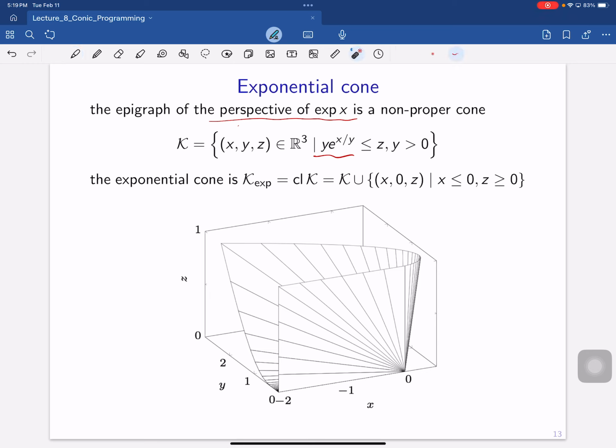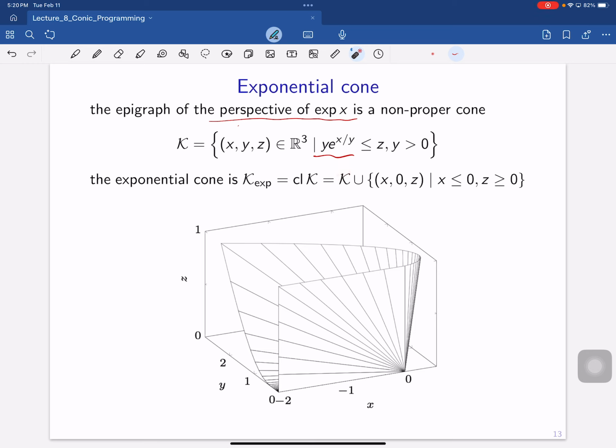And then this set is the epigraph of the perspective of an exponential function, right? In the second lecture, we talked about how the epigraph of a convex function is a convex set. That's a connection between convex functions and convex sets. So therefore, this is a convex set. And then it is not a proper cone because this set is not closed. We have this constraint y strictly greater than 0. So it is not a closed set because at y equals 0, this term is undefined, right? But you can always take the limit and so forth.